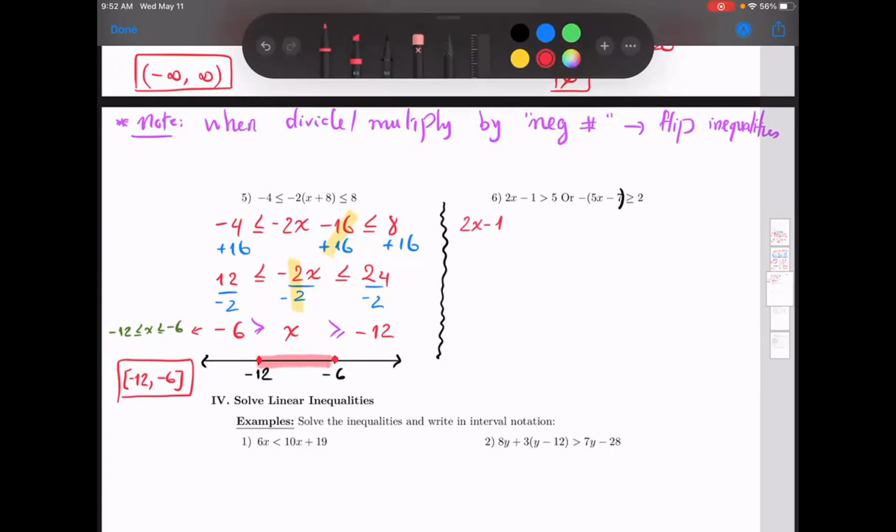So 2x minus 1 greater than 5. Again, I want to solve for x, right? Remember, you want x to be greater than or less than something, so you want to isolate x. So add 1. Add first. So 2x greater than 6, divide both sides by 2. It's positive, so we don't have to flip the sign. x is greater than 3.